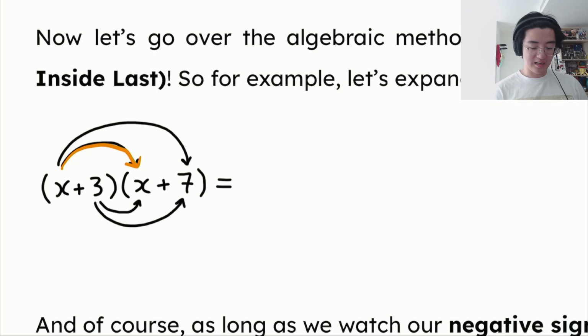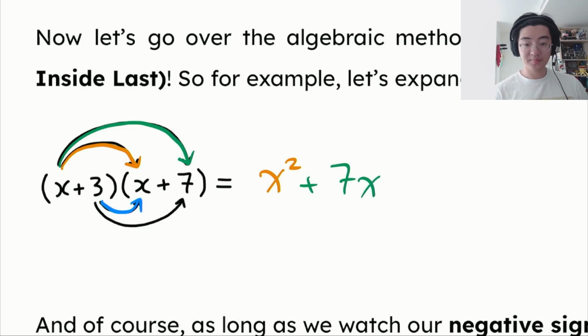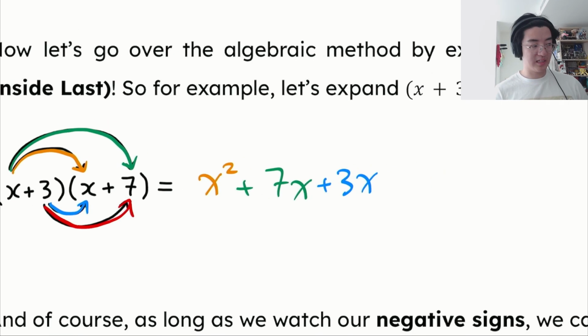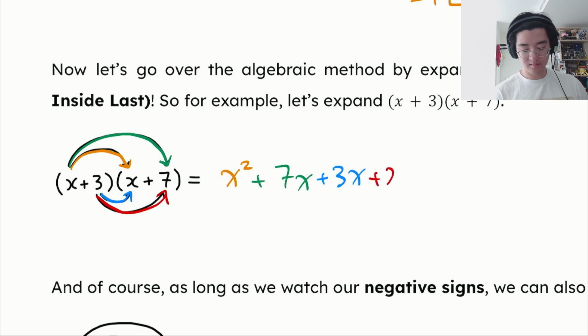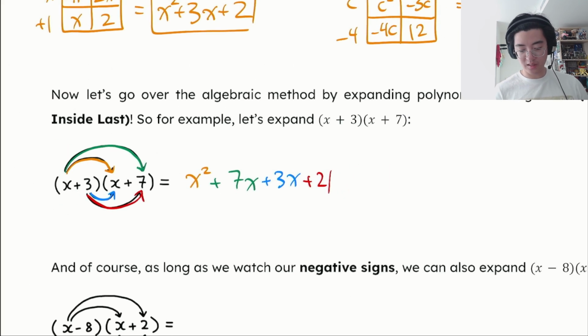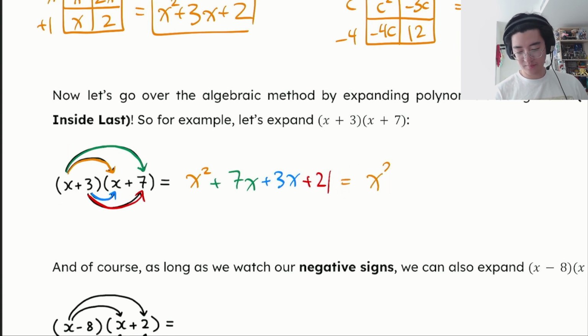First term, x times x is x squared. Next term, we have x times 7x, so it's plus 7x. Next term, 3 times x is plus 3x. Last term, 3 times 7 is 21. And of course, we combine them. So it's pretty much the same thing as the area model, but this is just doing it algebraically.